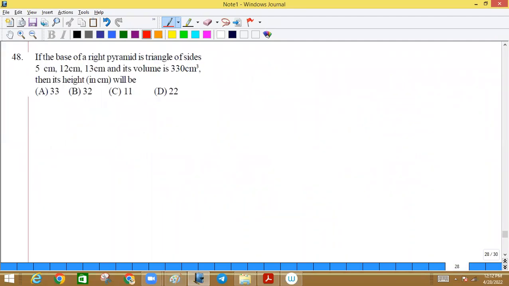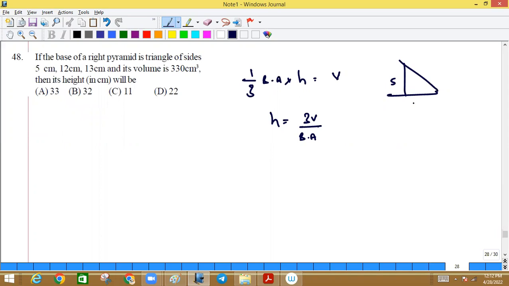If the base of a right pyramid is a triangle of sides 5, 12, 13, what kind of a triangle is it? 5, 12, 13 means what kind of a triangle? It is a right angle triangle, and it is a pyramid, not a prism. Its volume is 330 centimeters cube, then the height. You remember? 1/3 of base area into height is equal to the volume of the pyramid. Height is equal to 3 volume by base area. Base is a right angle triangle 5, 12, 13.